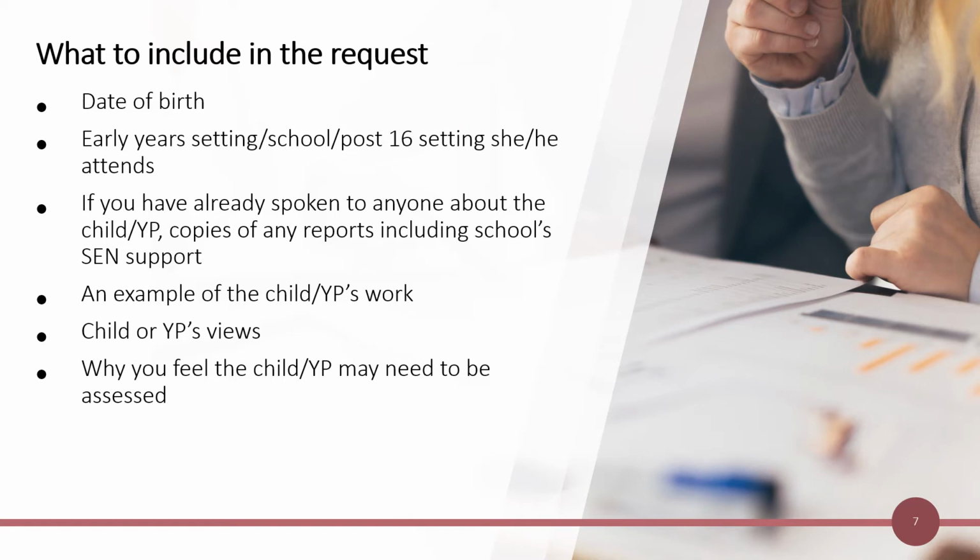What to include in the request. You should include the date of birth, the early years setting, school or post-16 setting that they are attending. If you have already spoken to anyone about the child or young person, you should submit copies of any reports, including the school's SEN support. You should include an example of the child or young person's work, your child or young person's views, if at all possible, and why you feel the child or young person may need to be assessed.